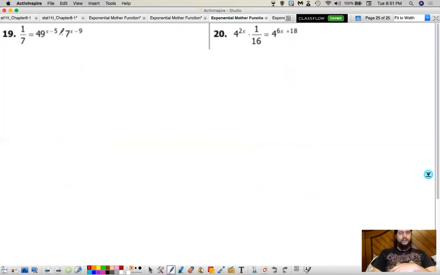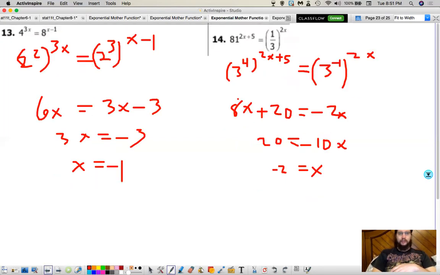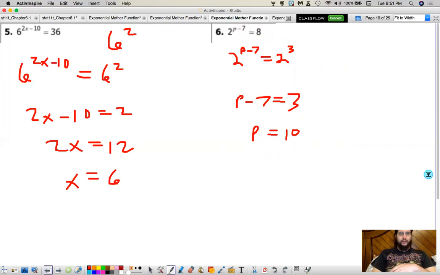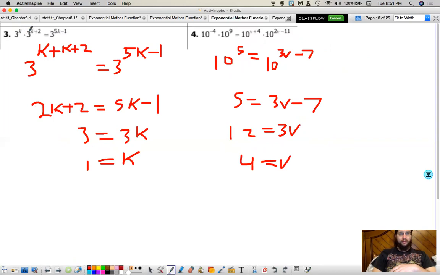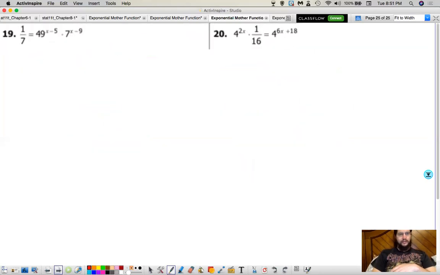Looks like my base over here has got to be a 7. Okay, so I got these things multiplied together. Don't just add the exponents. They have to have the same base in order to add the exponents. See right here, they're both 9s. Right here, they're both 4s. Right here, they're both 3s and 10s. They must be the same base in order to put them together. If they're not the same base, you can't do anything with it.